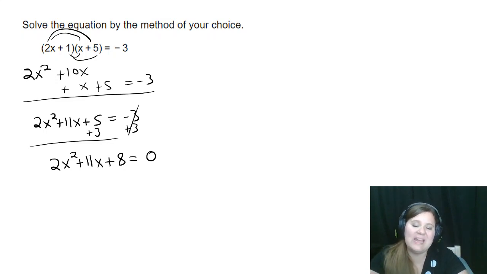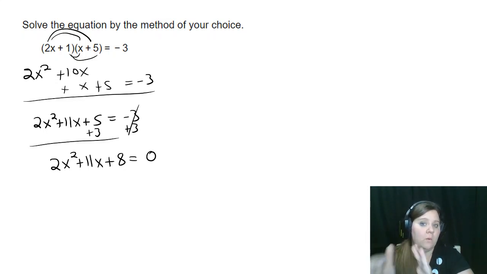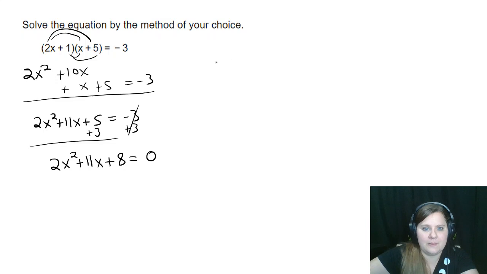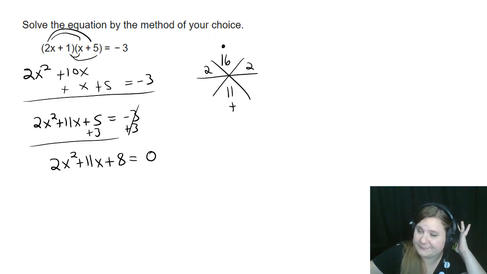So remember, when your middle term is odd, completing the square is generally not going to be the easiest method. So I'd probably default to either factoring or quadratic formula. Now, not everything will be factorable, but if it is factorable, that's fastest. So it's probably worth doing a quick check of the asterisk. So a times c is 16, b is 11, a is 2. Can you think of any two numbers that multiply to 16 and add to 11?